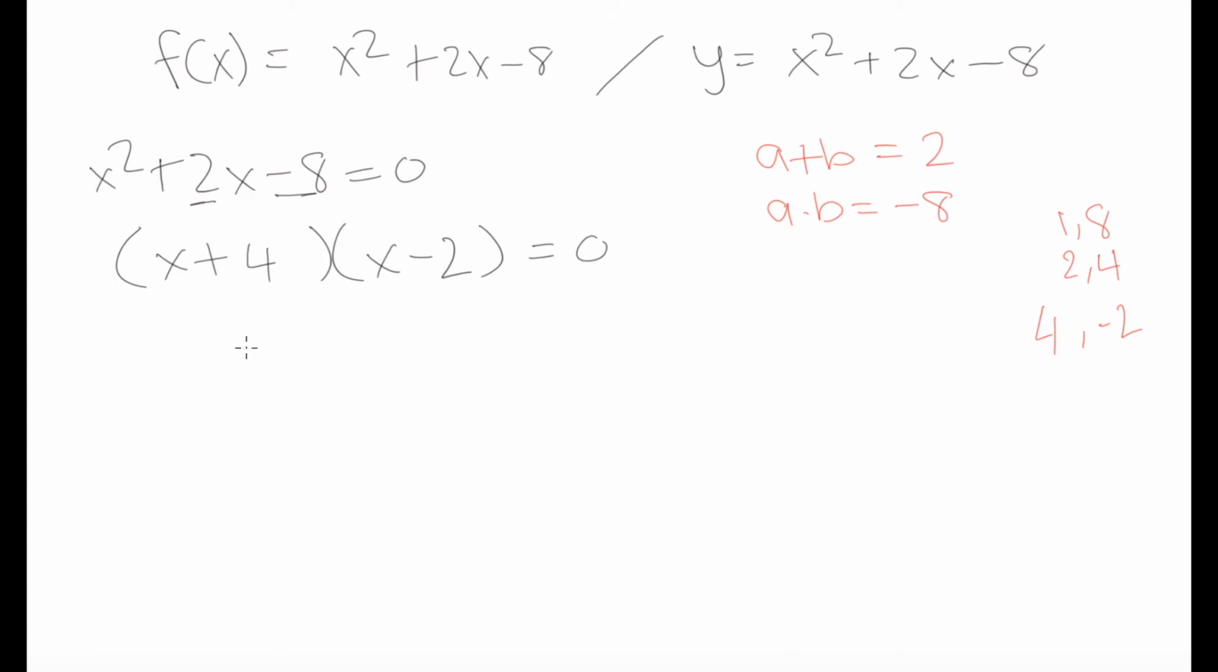So our two solutions are going to be that x is equal to -4, or x is equal to 2. And we can get these two solutions for x by setting both of these brackets equal to 0. If x plus 4 is equal to 0, x is equal to -4. And if x minus 2 is equal to 0, x is equal to 2. And these two solutions are going to be our two x-intercepts.